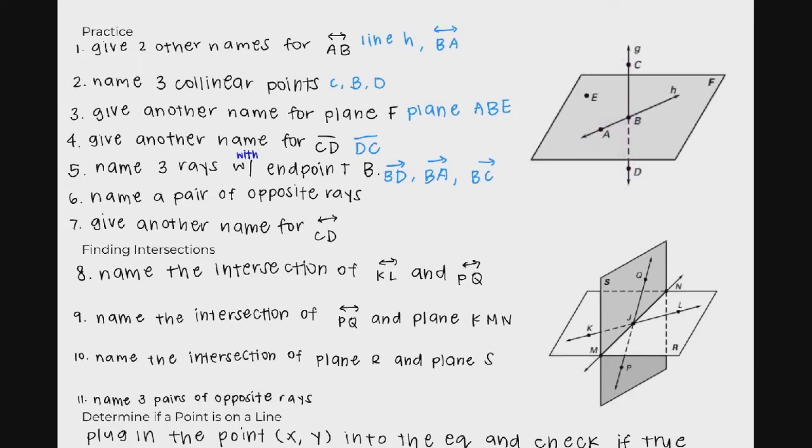Okay, next we have name a pair of opposite rays. So to do this, I usually look for the lines, and then I see if they have at least 3 points, because we need at least 3 points to have opposite rays. So for line AB, there's only 2 points, so there are no opposite rays. But if we look at line g here, there are two opposite rays, which are BD and BC.